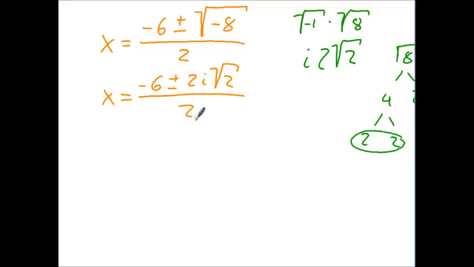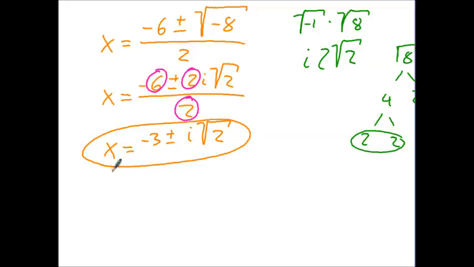And yet again, we have the 6, the 2, and the 2 that can all be divided by 2. x is equal to negative 3 plus or minus i times the square root of 2. Do we need a denominator? The denominator would be 1, so we don't really need a denominator anymore at this point. And here are our two solutions. We have x is equal to negative 3 plus i times the square root of 2, and x is equal to negative 3 minus i times the square root of 2.